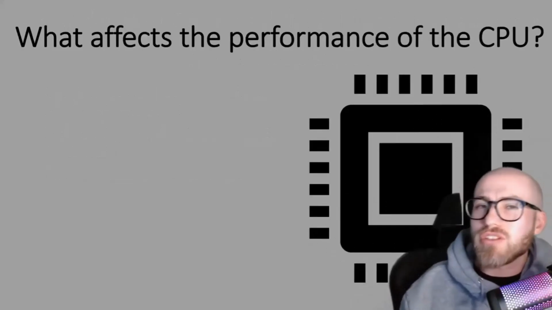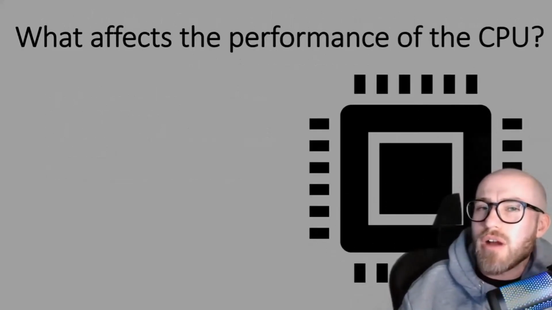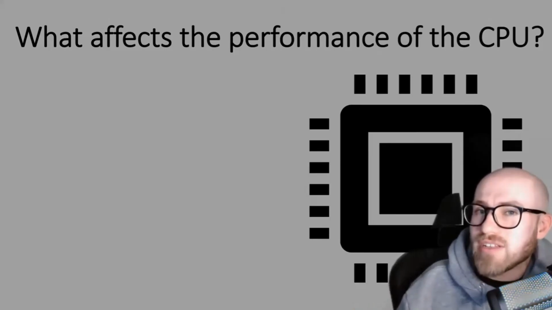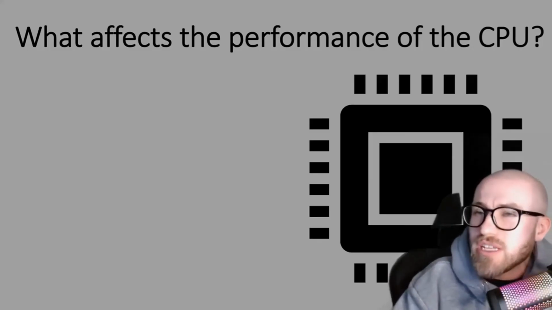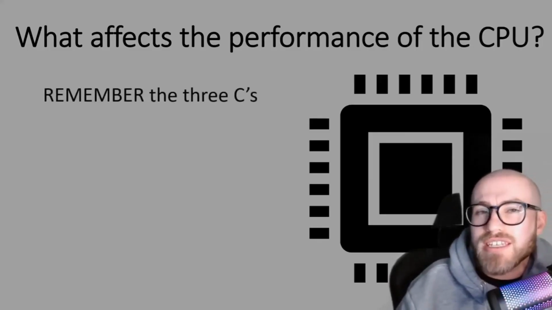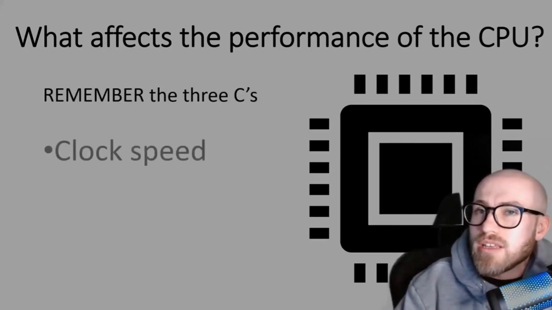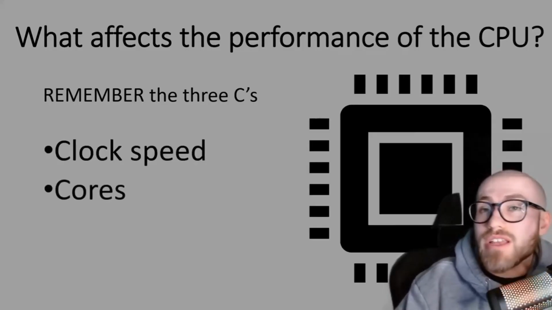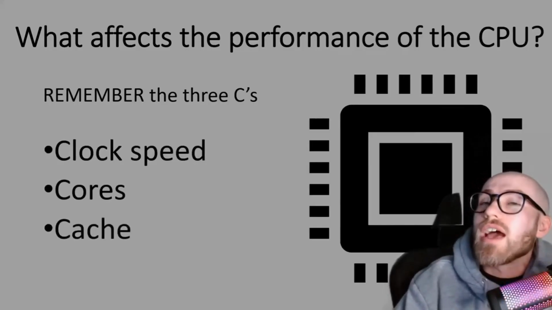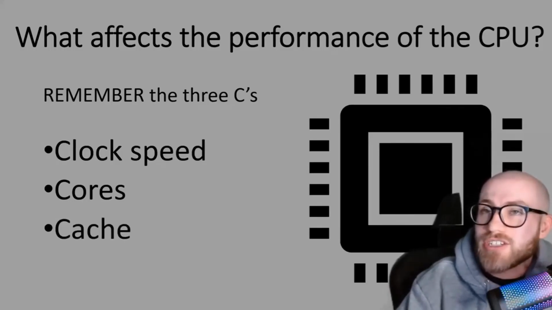Now, when it comes to the performance of the CPU and how well it carries out those FDE cycles every second, the easy way to remember it is the 3 C's. The first one is the clock speed, which we're going to talk about in a moment. The next one is cores. And finally, it's the cache.